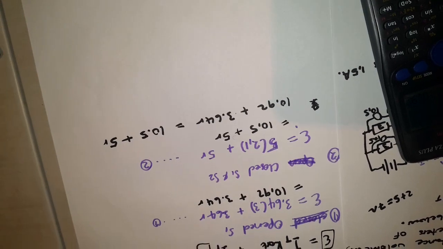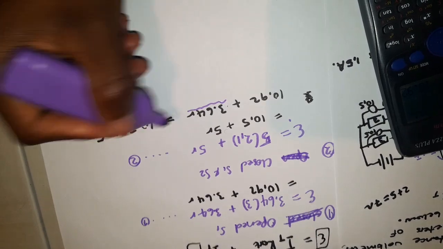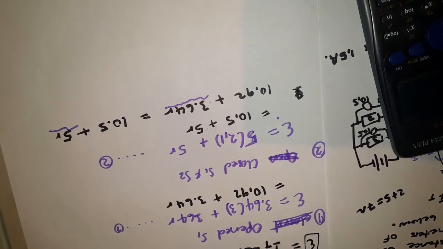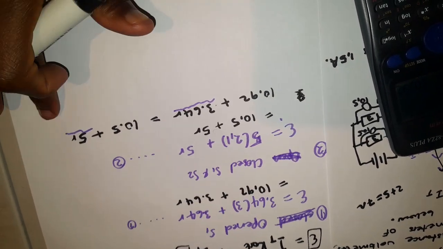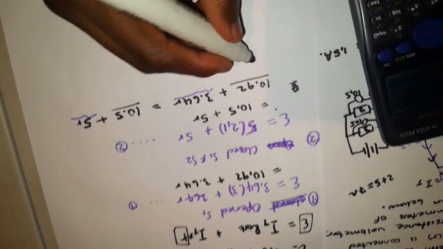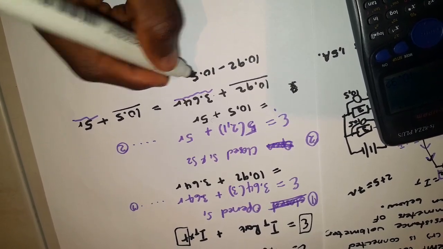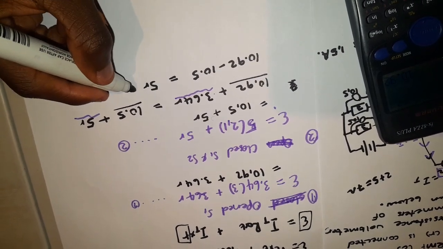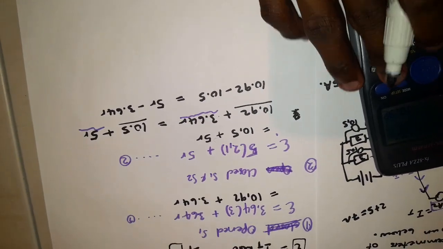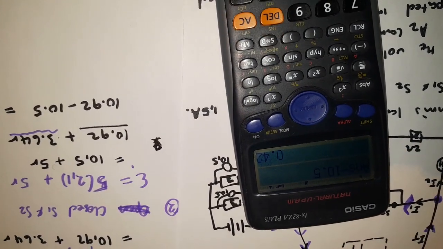Now solve for R using algebra. Find the like terms. This and this are the like terms, and we move the like terms to the same side, whichever side we choose. Also, this one and this one are like terms. So now it's 10.92 minus 10.5 is equal to 5R minus 3.64R.